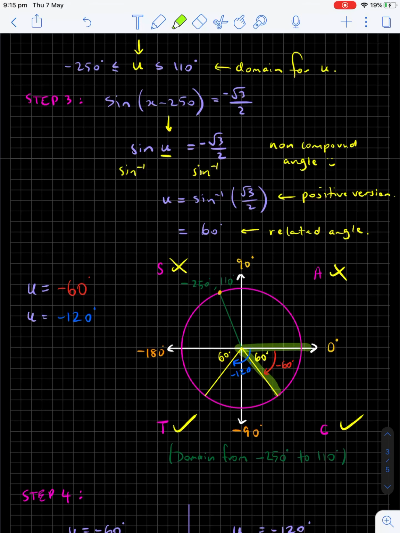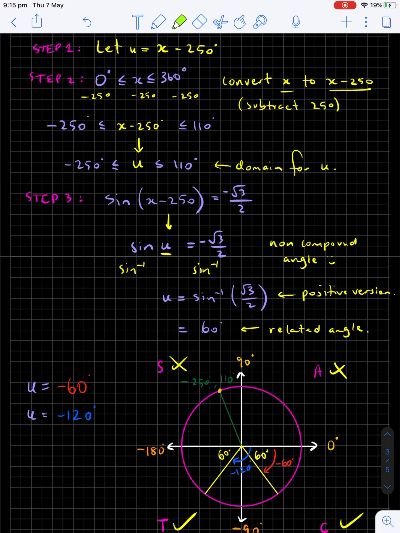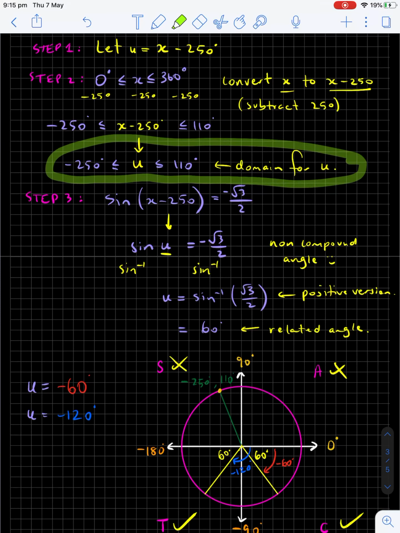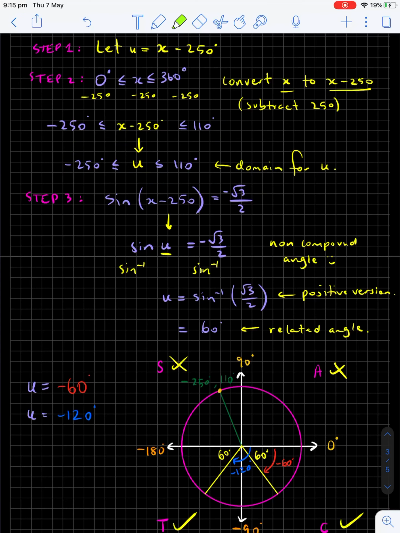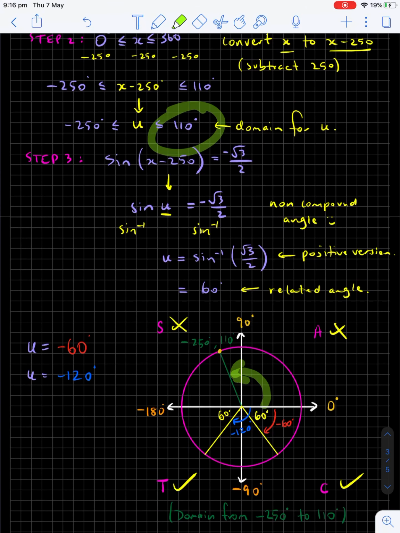Before we actually go into these answers, I want you to notice the domain for u here, between minus 250 and 110. So we've got to think, where are they on the unit circle, these boundaries? Well, let's do 110 first. So 110 is going past 90. It's going all the way to this green line here. That's as maximum as u gets. It doesn't want to go any further than that anti-clockwise, because that's what positive angles are.